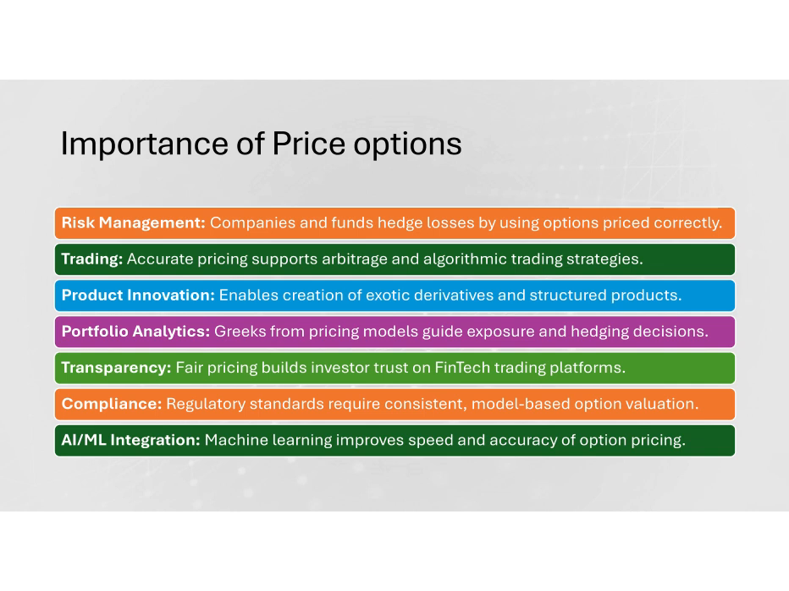Portfolio analytics also benefits since the sensitivities, or Greeks, derived from pricing models are key in guiding exposure and hedging decisions. On the transparency front, fair and consistent pricing helps build investor trust, especially on fintech trading platforms. Compliance with regulatory standards is another reason pricing needs to be reliable, as it ensures valuation is consistent and model-based. Finally, integrating AI and machine learning has become important because these technologies enhance both the speed and accuracy of option pricing, making the entire process more efficient and robust.